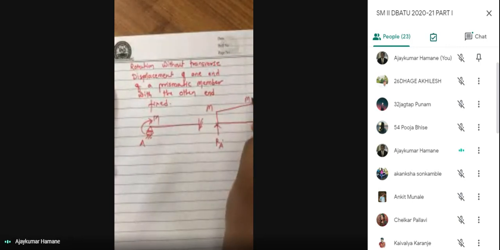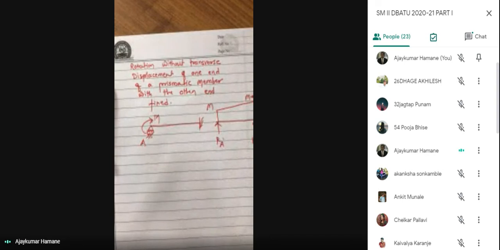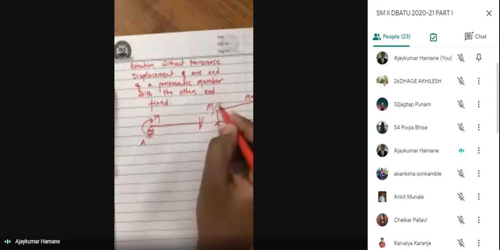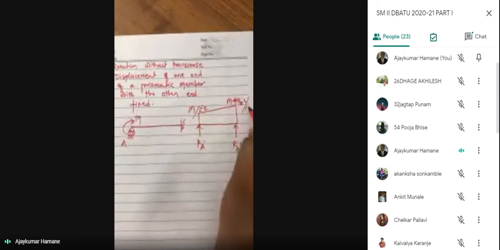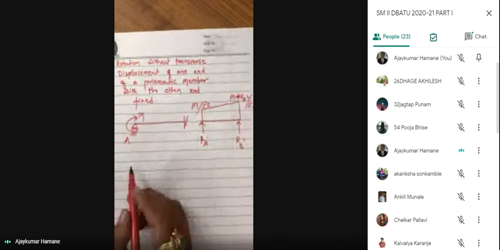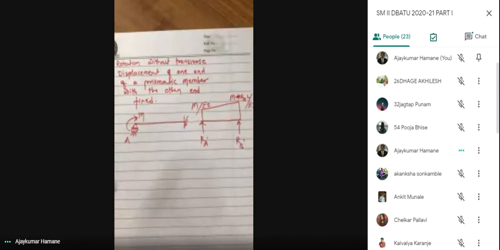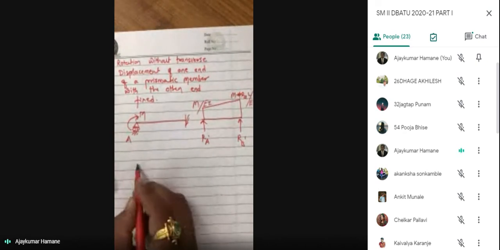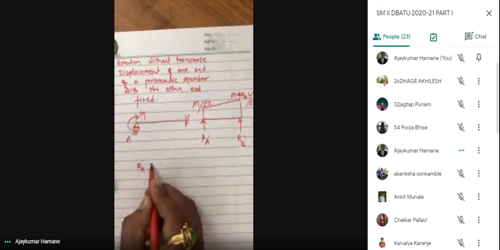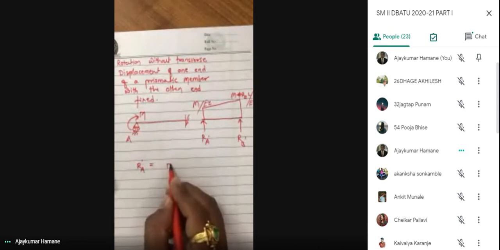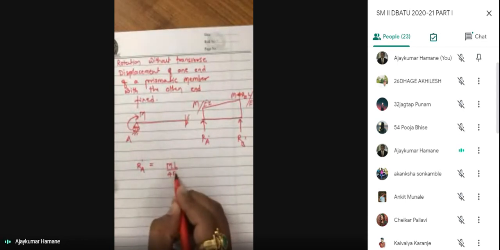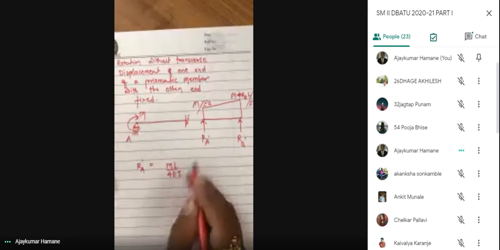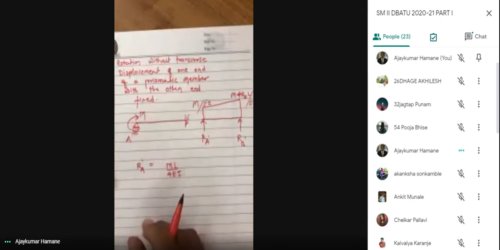M plus RAL. Okay, so this will be EI here. Okay, you find out. So directly I will write. So we have RA dash equals to ML upon 4EI, if we do the calculation.